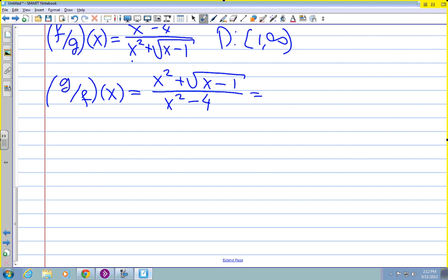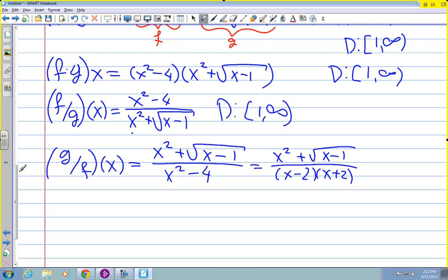So it's always a good idea to factor your denominators. Right away you see 2 and negative 2 would be a problem. But now remember, we already have that restriction from 1 to infinity. That's the intersection of the two domains. So from 1 to infinity already excludes negative 2. But positive 2 is there, so I have to remove positive 2 from the set from 1 to infinity.